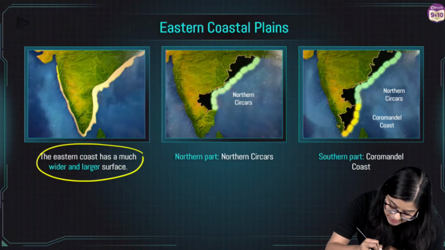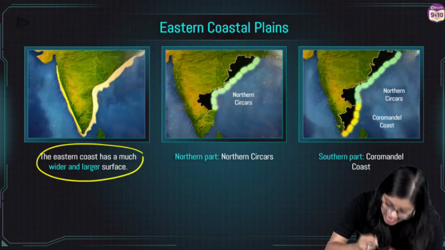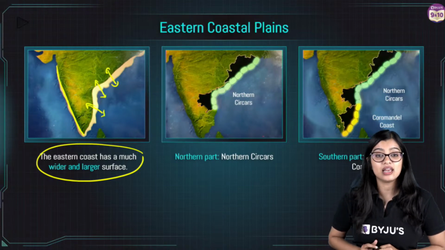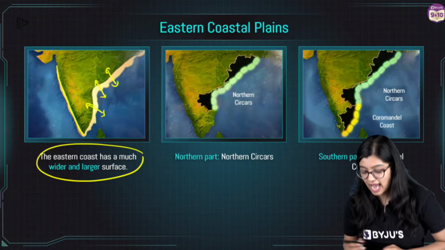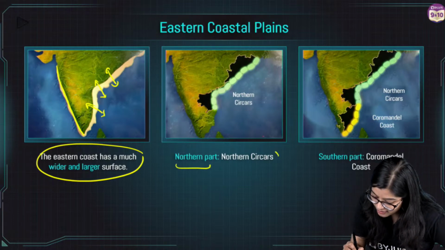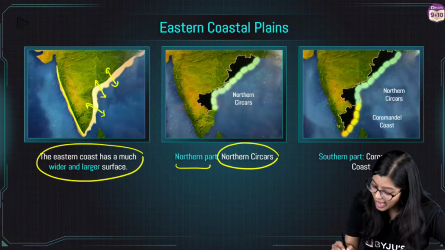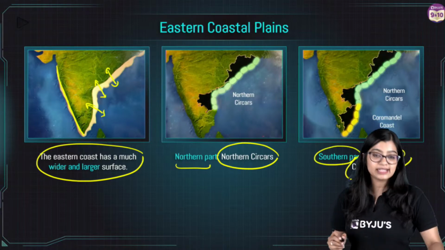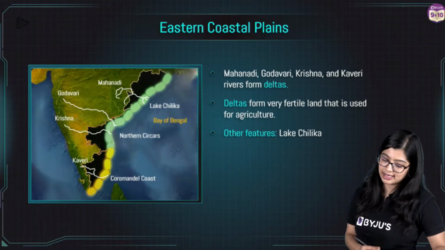Now, as you saw, your western coastal plains are very narrow, but your eastern coastal plains are a little wider, right? And it has larger surface area. And we see that it has a northern part, which is the Northern Circars, and a southern part, which is the Coromandel Coast, right? So, these are the two things that are there.